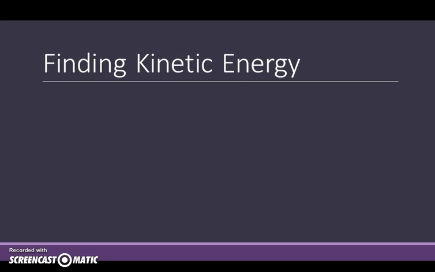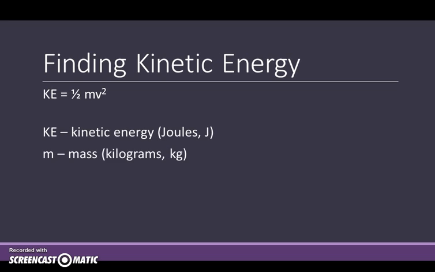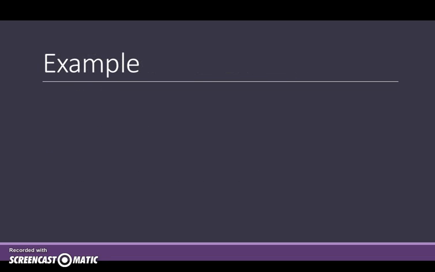So how do we find kinetic energy? The formula that you'll see in your reference packet is kinetic energy, or KE, is equal to 1/2 of the mass multiplied by the velocity squared. So again, kinetic energy, that's measured in joules. Your mass should always be in kilograms. If it's not, you should convert. And you should have velocity in meters per second. Again, if it's not, you should go ahead and convert for that. So let's go ahead and look at an example.